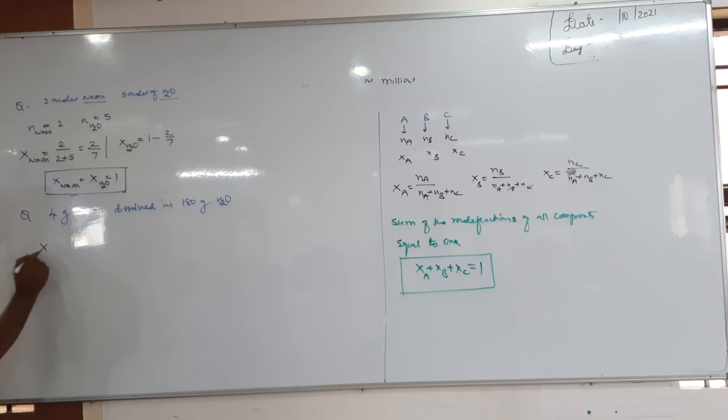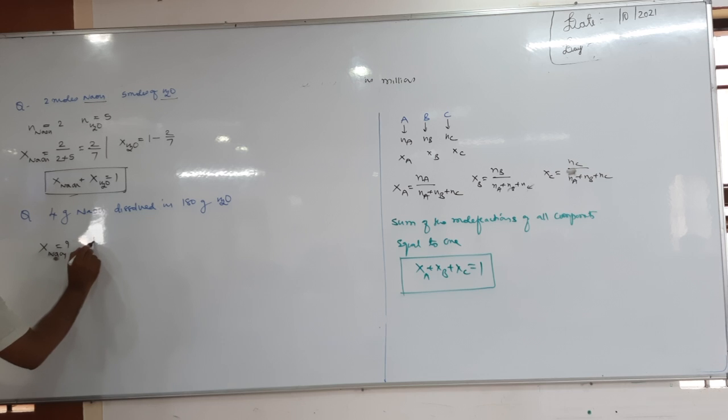Tell me, here we need to calculate X NaOH. To calculate X NaOH, what do you have to calculate? Number of moles of sodium hydroxide and number of moles of water should be calculated. Then tell me, how do you calculate mole?